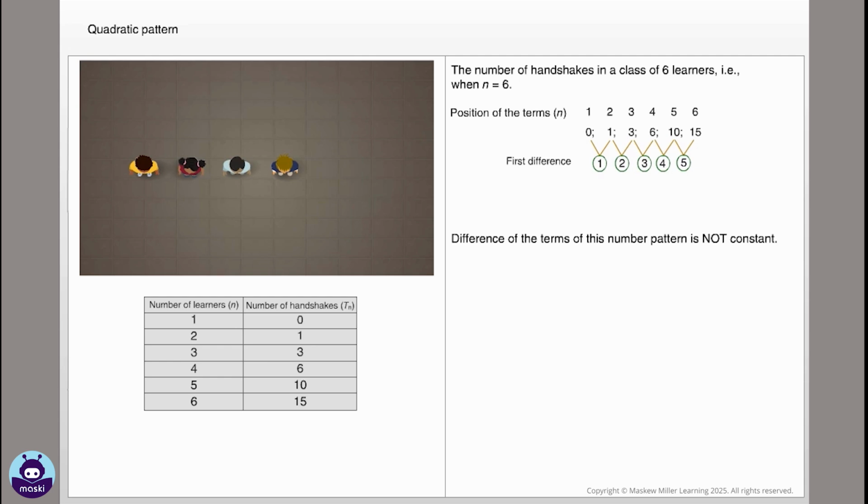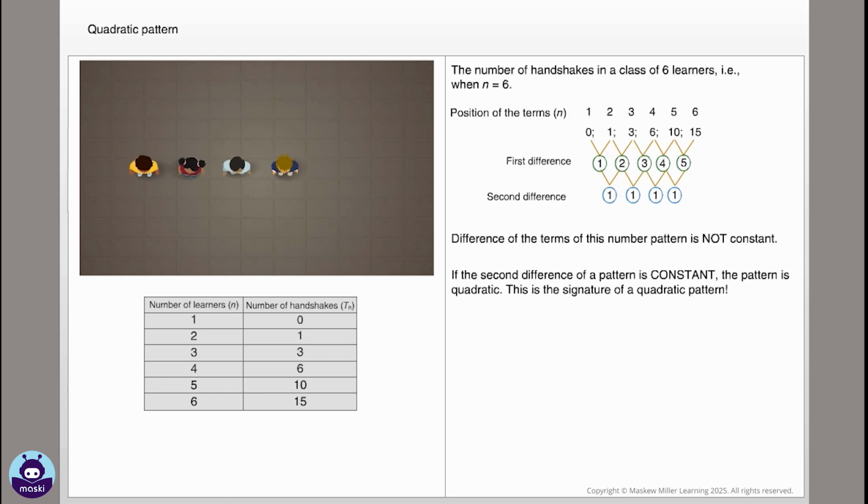We now calculate the difference between the first differences. We find that the second differences are constant. If the second difference of a pattern is constant, the pattern is quadratic. This is the signature of a quadratic pattern. Let us briefly revise the properties of a quadratic pattern.